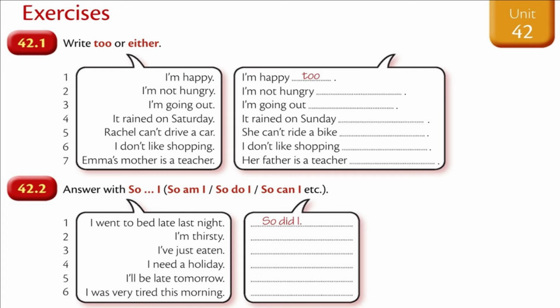42.2. Answer with so am I, so do I, so can I, etc. Number 1. I went to bed late last night. So did I. Number 2. I am thirsty. So am I. Number 3. I have just eaten. So have I. Number 4. I need a holiday. So do I.